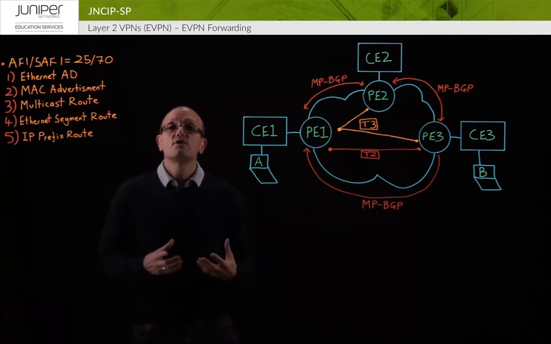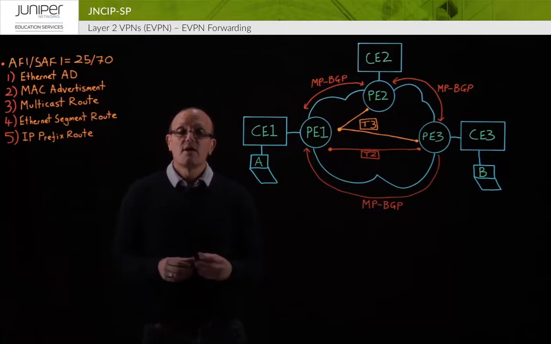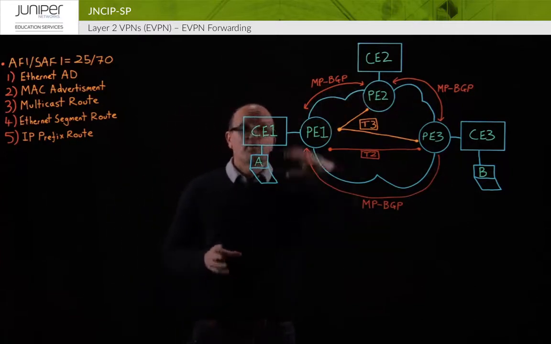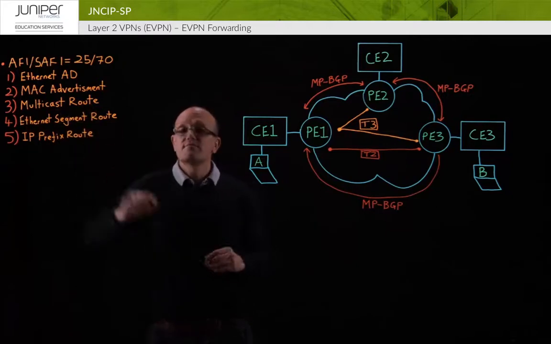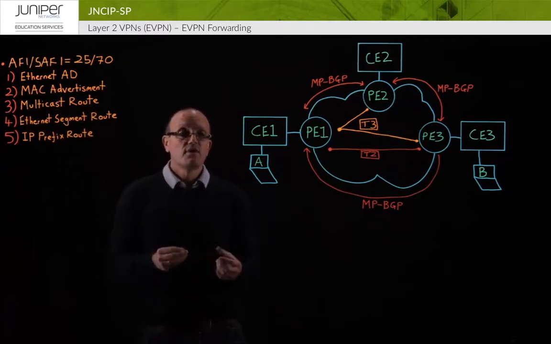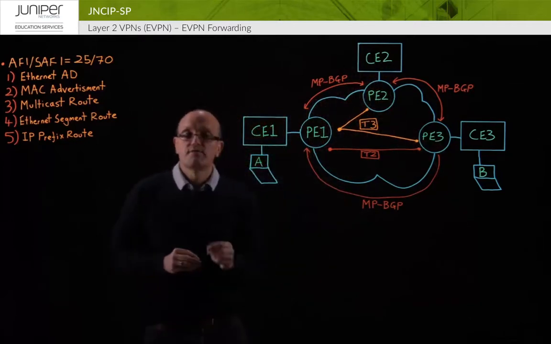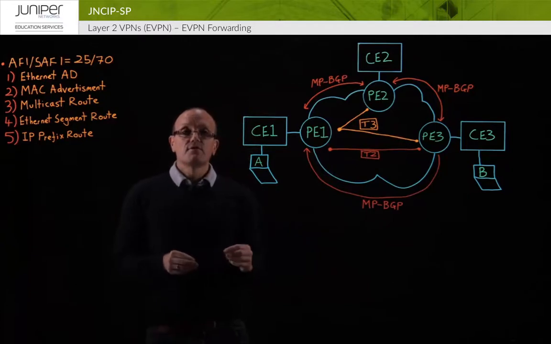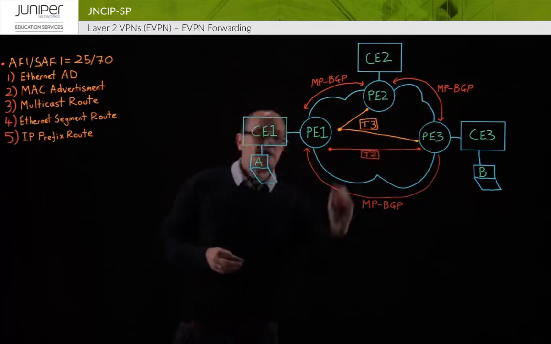However, when hosts join the network for the first time, there is still going to need to be a small amount of unknown unicast flooding. And we also need to carry broadcast and multicast traffic within our network. So this is where the multicast route, the type 3 route, comes in. So within an EVPN, every PE within the network announces a type 3 route. So every PE in the EVPN is aware of every other PE.